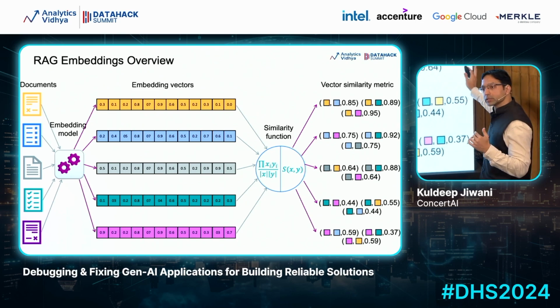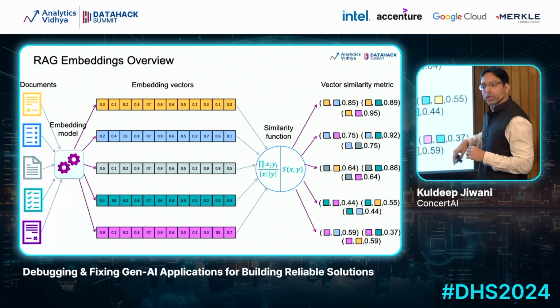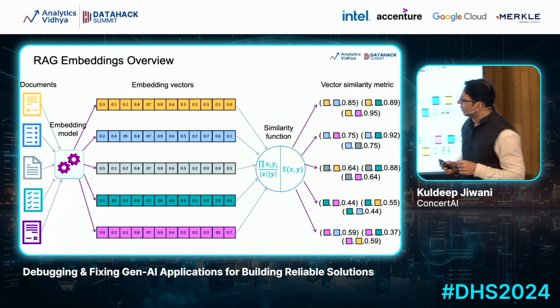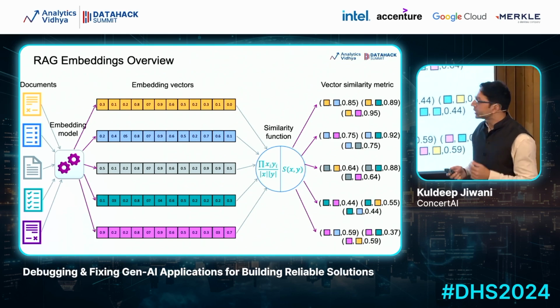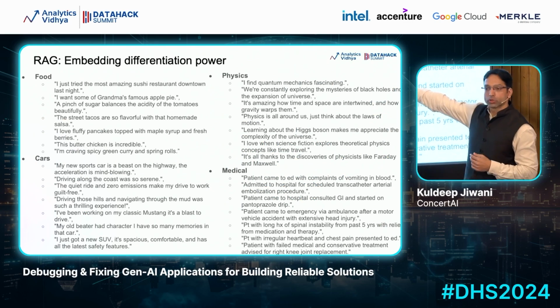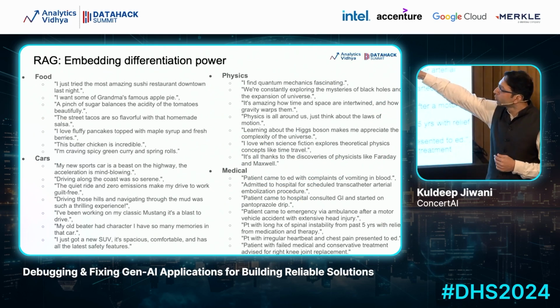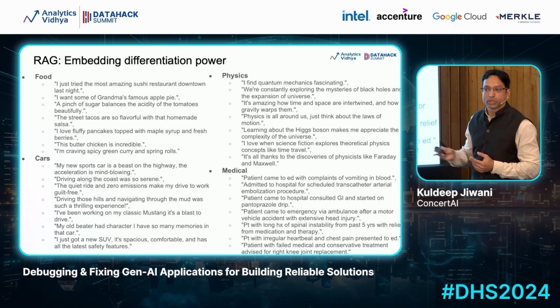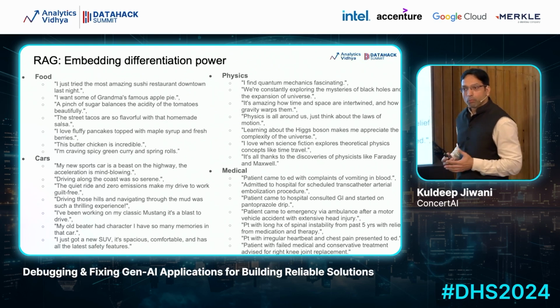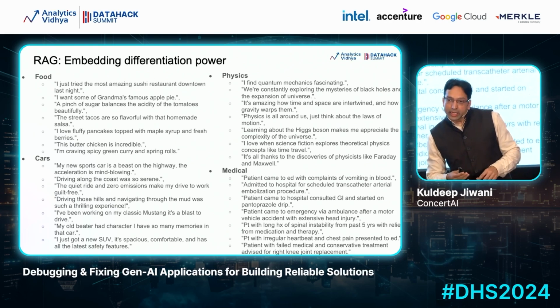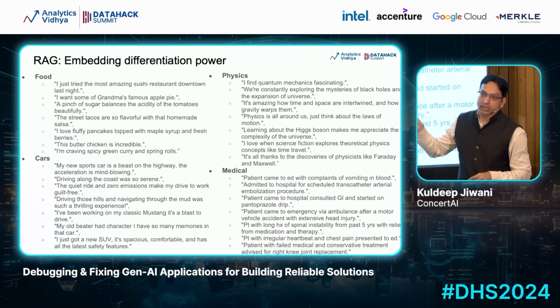If I look at the final output, how can I say it's not working well? To test that, we can do a simple test. You can create sentences. Let me show you what I did. I took four categories: food, cars, physics, and medical. I took seven sentences for each of them. You can just read them as normal sentences. Per topic, I picked sentences to see if my model is able to differentiate these concepts.